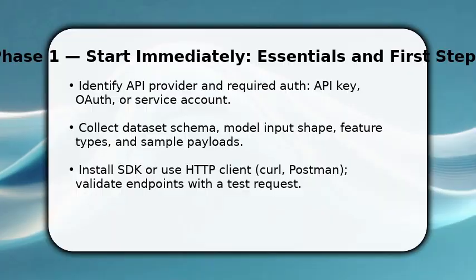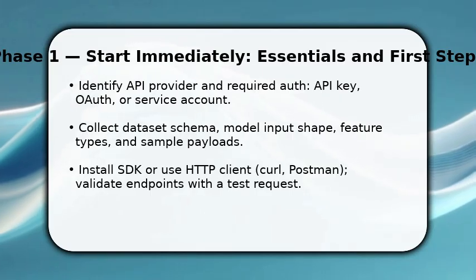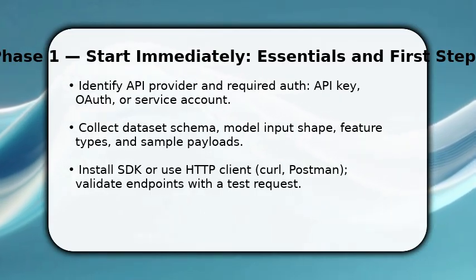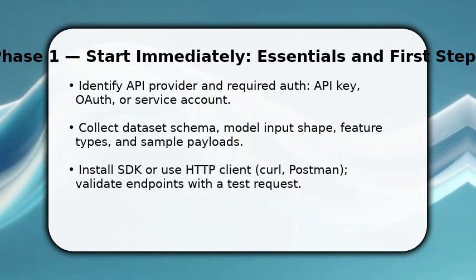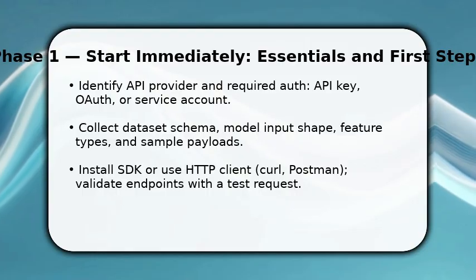You begin by securing access and aligning data. Request an API key or OAuth token and store it securely. Next, map your dataset to the model input. Check shapes, types, and any required headers.